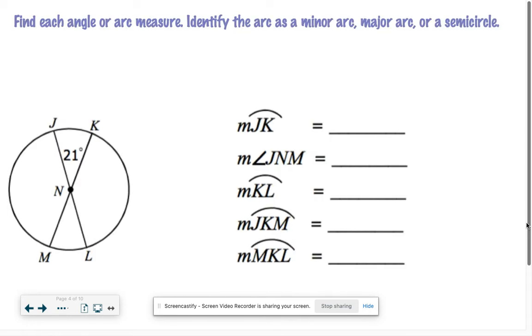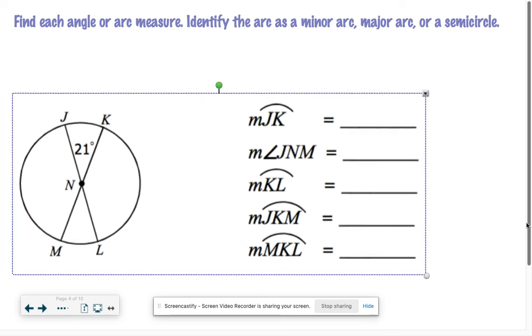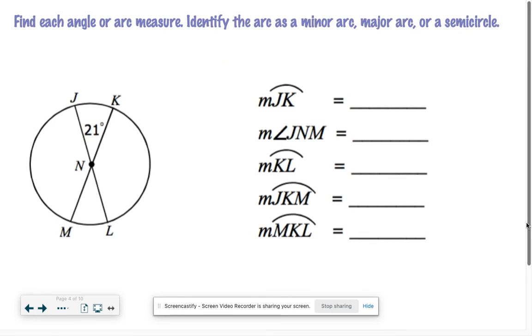Let's practice a bit with these ideas. It says, for each angle or arc measure, identify the arc as minor, major, or a semicircle. So we're first going to find the angle or arc measure, and then we're going to classify it as a minor arc, major arc, or a semicircle. These are connected, of course. Okay, here we go, folks.